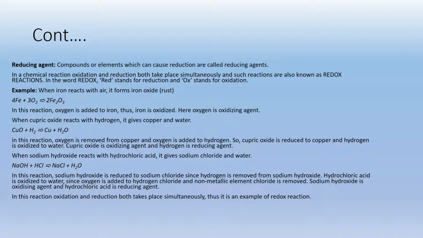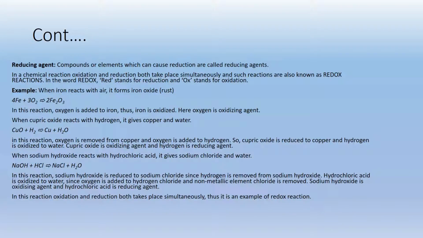Example: when iron reacts with air, it forms iron oxide, rust. 4 Fe plus 3 O2 gives 2 Fe2O3. In this reaction, oxygen is added to iron, thus iron is oxidized. Here oxygen is the oxidizing agent.